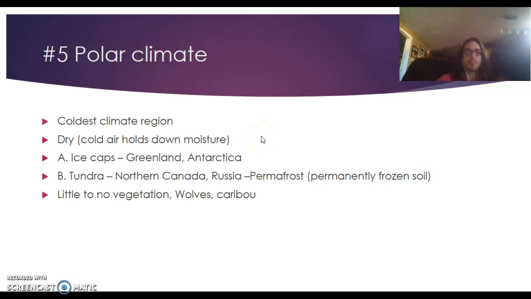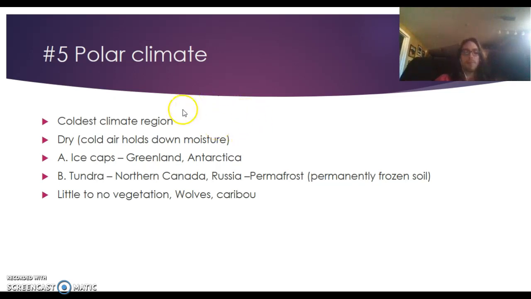For number five, we've got the polar climate. The polar climate, as you can guess, is going to be the coldest climate region. It's very, very dry because cold air holds down moisture. We know that from air fronts and pressure systems. There's a lot more pressure in cold climates.